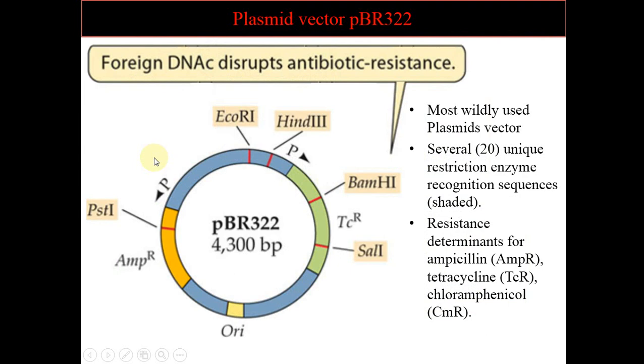Then pBR322, the third plasmid vector. This is larger in size than pUC18 and 19. Its size is 4300 base pairs. This has two selectable markers. One is ampicillin resistance and another one is tetracycline resistance gene. 20 unique restriction enzyme sites are present on it. Two selectable markers, and an origin of replication.